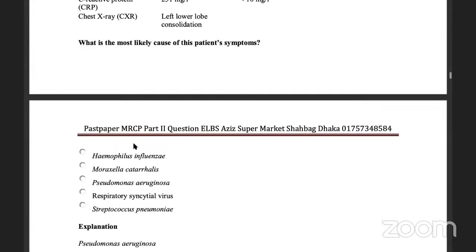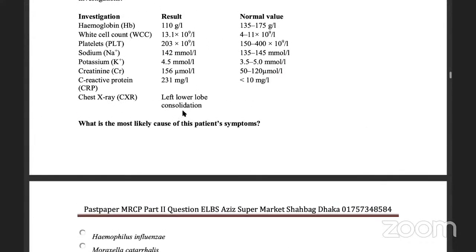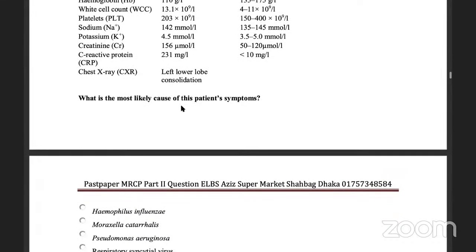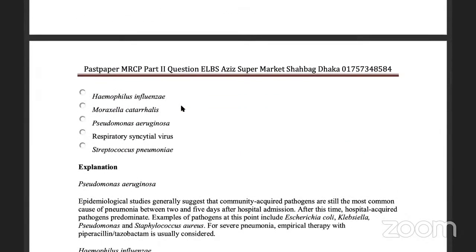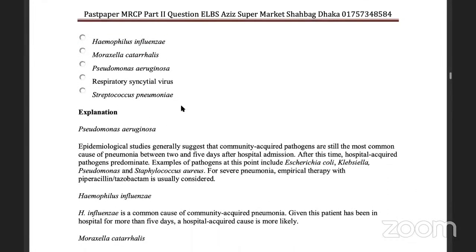I'm not sure about the consolidation. Consolidation only with Streptococcus? A lower lobe consolidation can be present with anything and everything. Okay. But without putting on a ventilator and all, directly getting Pseudomonas is unlikely. For exam perspective, they just want to say that after 5 days, it's Pseudomonas. They have made a fixed scenario in their head, so they have given a question like that.